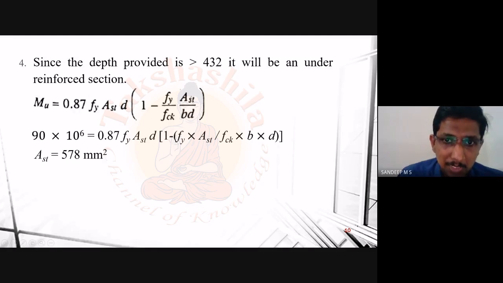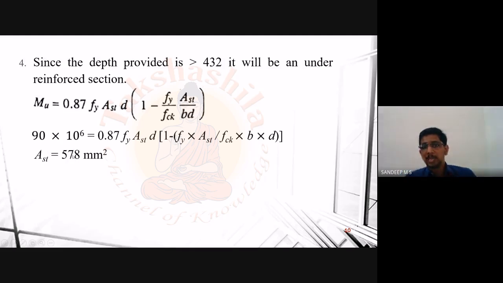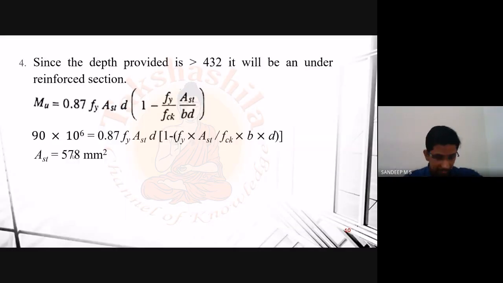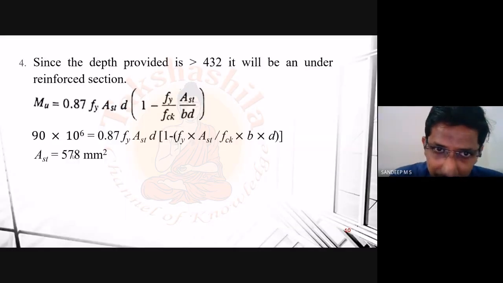From this expression, here also the only unknown quantity will be our AST, that is the steel reinforcement that we have to provide in our section. After simplifying this expression, we can easily calculate the value of AST, and that is the AST corresponding to an under reinforced section. Is the concept clear? Is there any confusion in this?